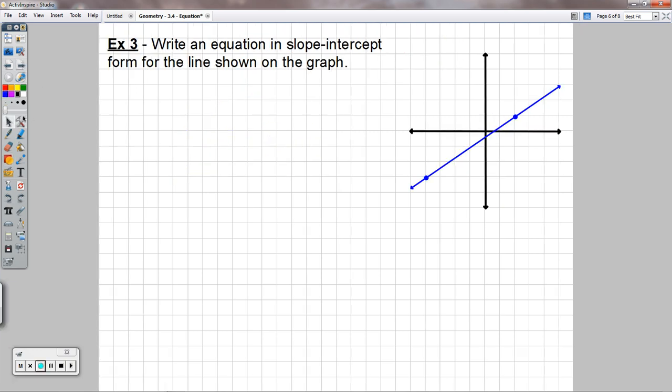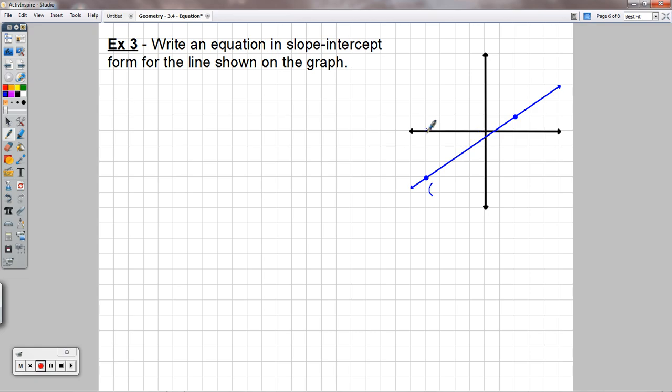Now moving on to example 3. Example 3, write an equation in slope-intercept form for the line shown on the graph. So this time I give you a line. We could use rise over run to calculate the slope since it's graphed. I want to show you how you would do that if it wasn't graphed. This is the approach that I would take instead.